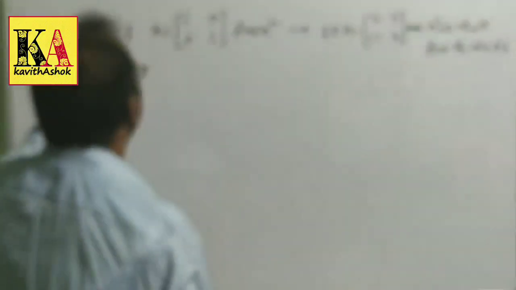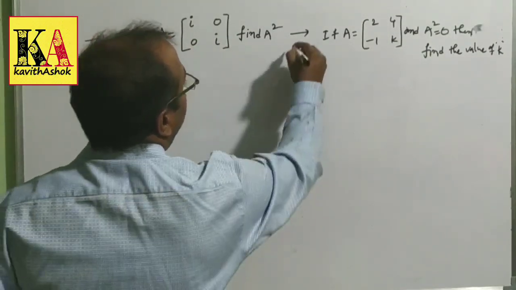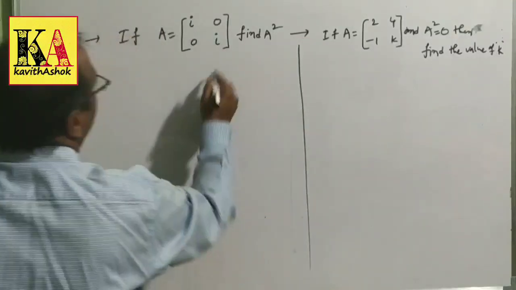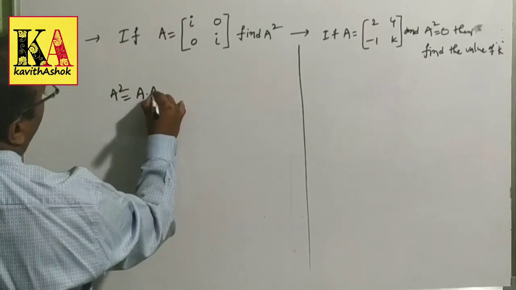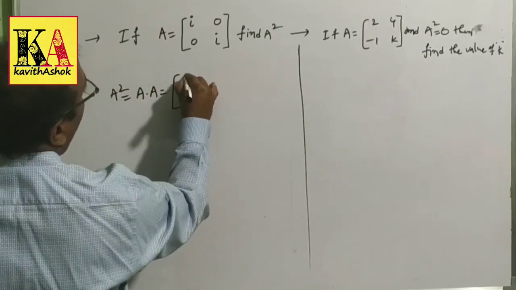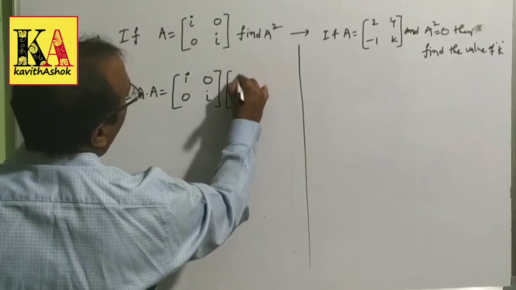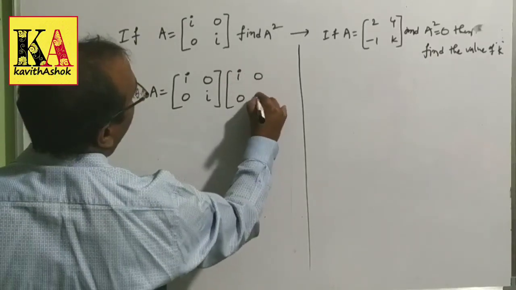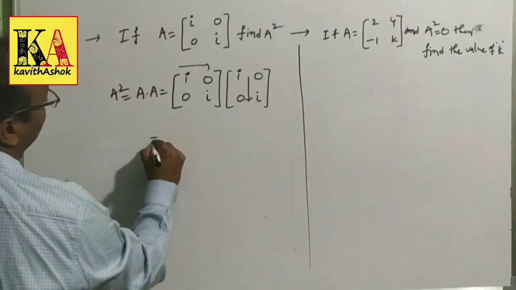Right. If A is given as a 2 by 2 matrix, then find A square. So this is our first problem. We already know A square is nothing but A into A. This is equal to i 0 0 i into i 0 0 i. So we will multiply by this process.